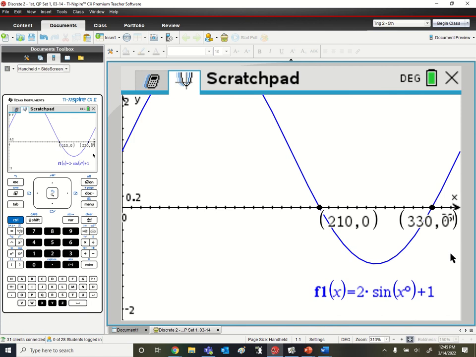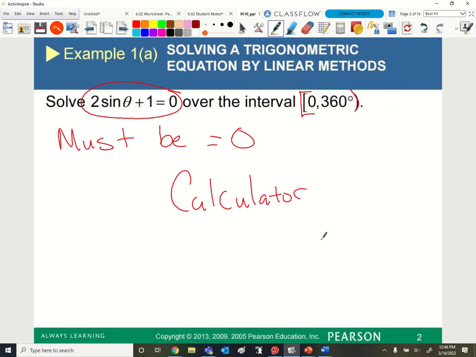And someone just asked a question: how do you write the answer as a set notation? I'll show you here in a moment. I still can't get that. Oh, I did it. So 210, 330. So we're writing it as a set. There we go, 210 and 330.